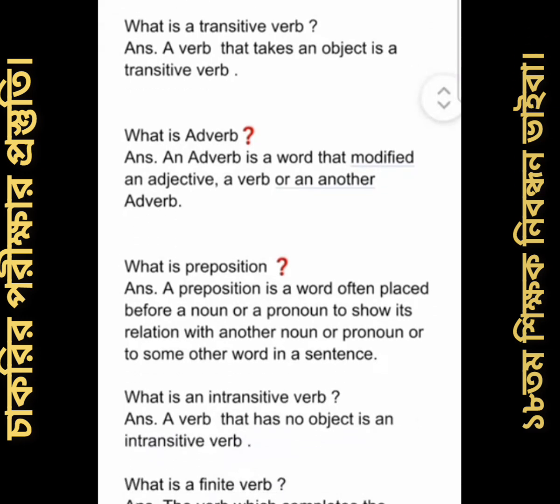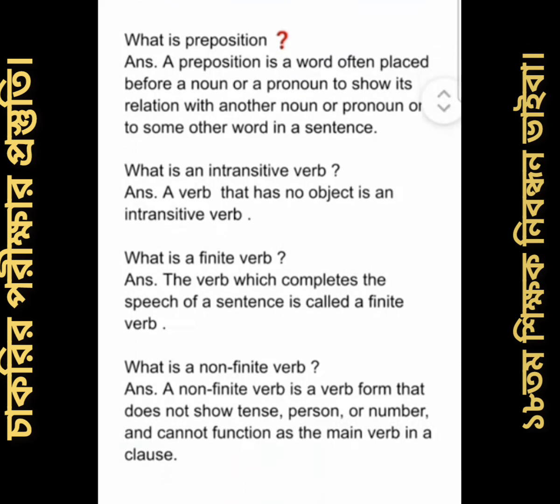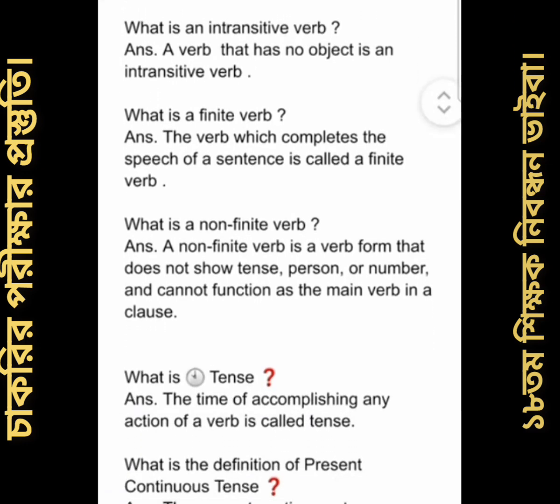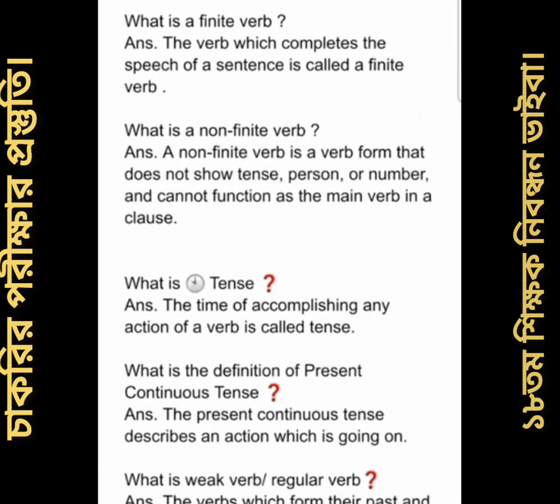What is a transitive verb? A verb that takes an object is a transitive verb. What is adverb? An adverb is a word that modifies an adjective, a verb, or another adverb. What is preposition? A preposition is a word often placed before a noun or pronoun to show its relation with another noun or pronoun or to some other words in a sentence. What is an intransitive verb? A verb that has no object is an intransitive verb. What is finite verb? The verb which completes the speech of a sentence is called a finite verb.